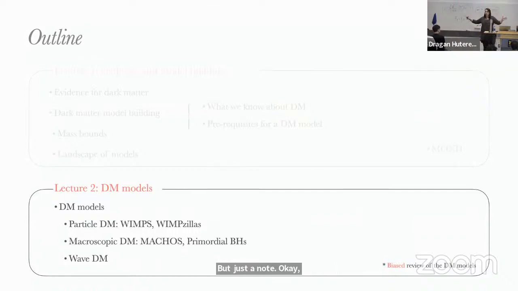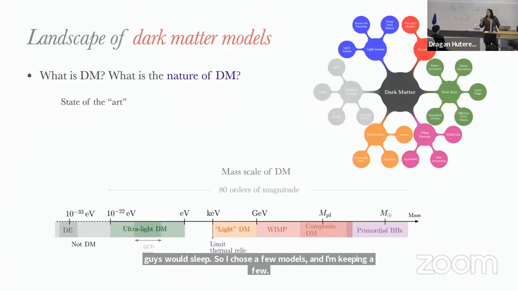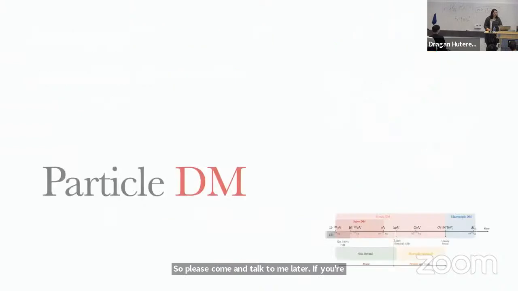So now we're assuming there's something extra in the universe, an extra component that follows all of those bounds that we talked about last class. So again, this is the landscape. So we have many models. And of course, I'm going to show a very biased view. I'm not going to review each one of them, especially after lunch, you guys would sleep. So I chose a few models and I'm skipping a few. So please come and talk to me later if your preferred model was not described here.